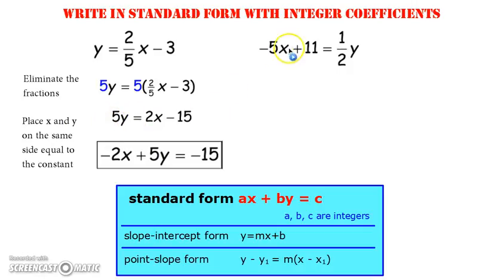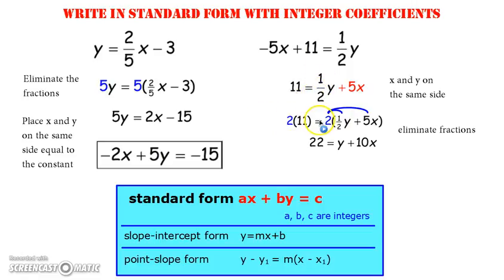of order as well. Notice here I've got my x on this side. I'd love to have it over on the right side with the y. So the first thing I'm going to do is add my 5x to the other side. Now would be a great time to get rid of that 1/2. So I'm going to multiply on both sides by 2, again distributing on the right side.